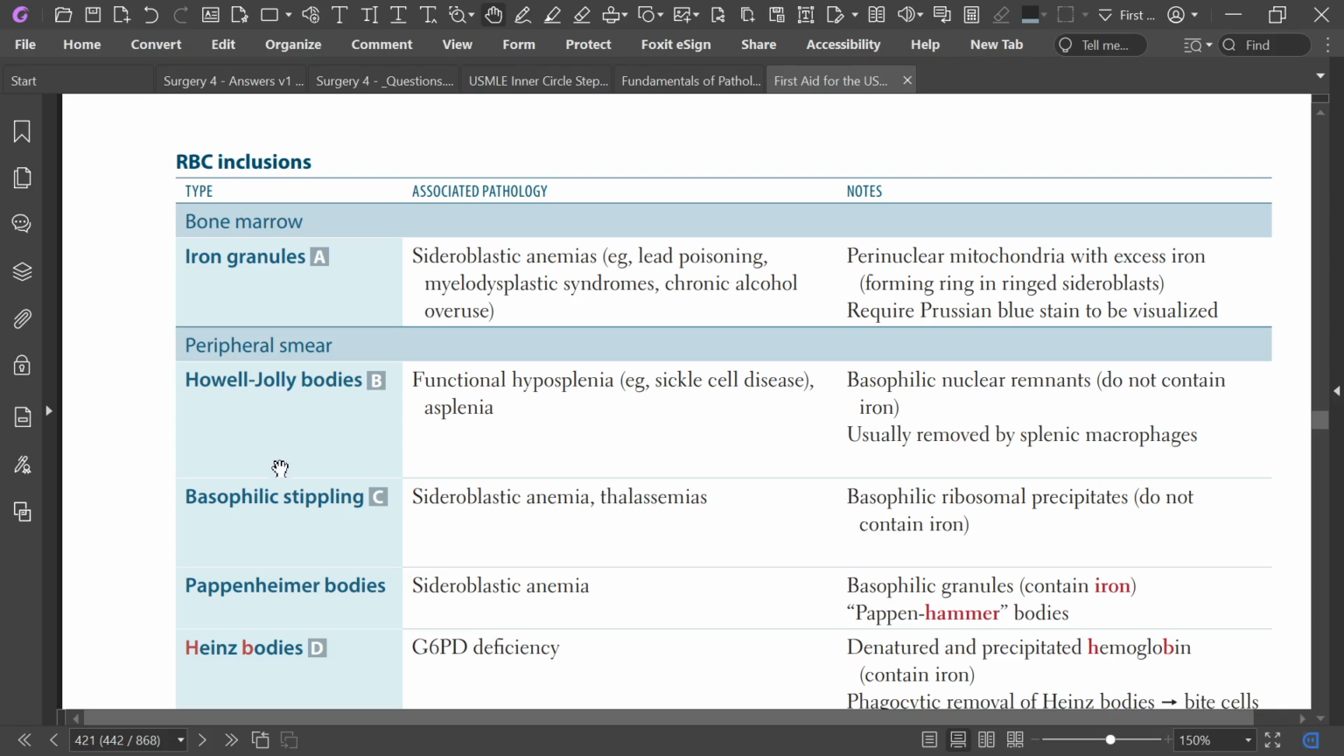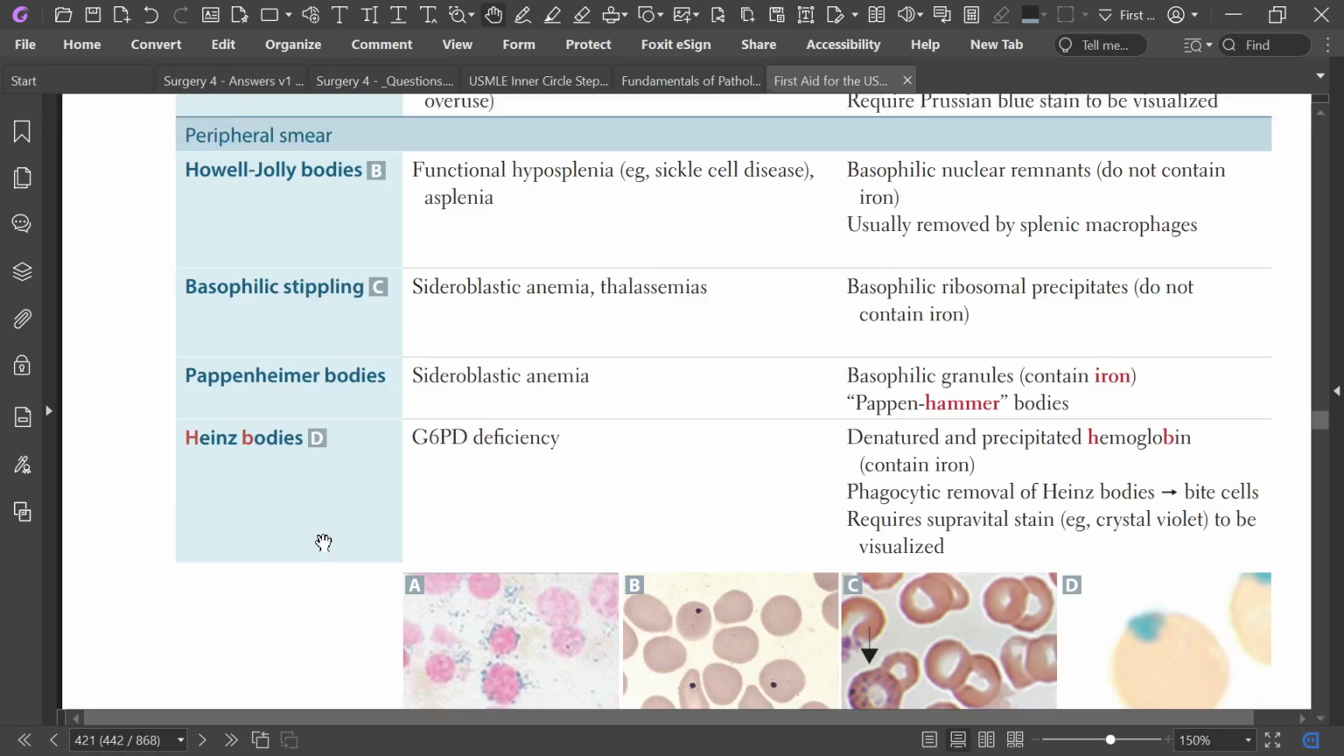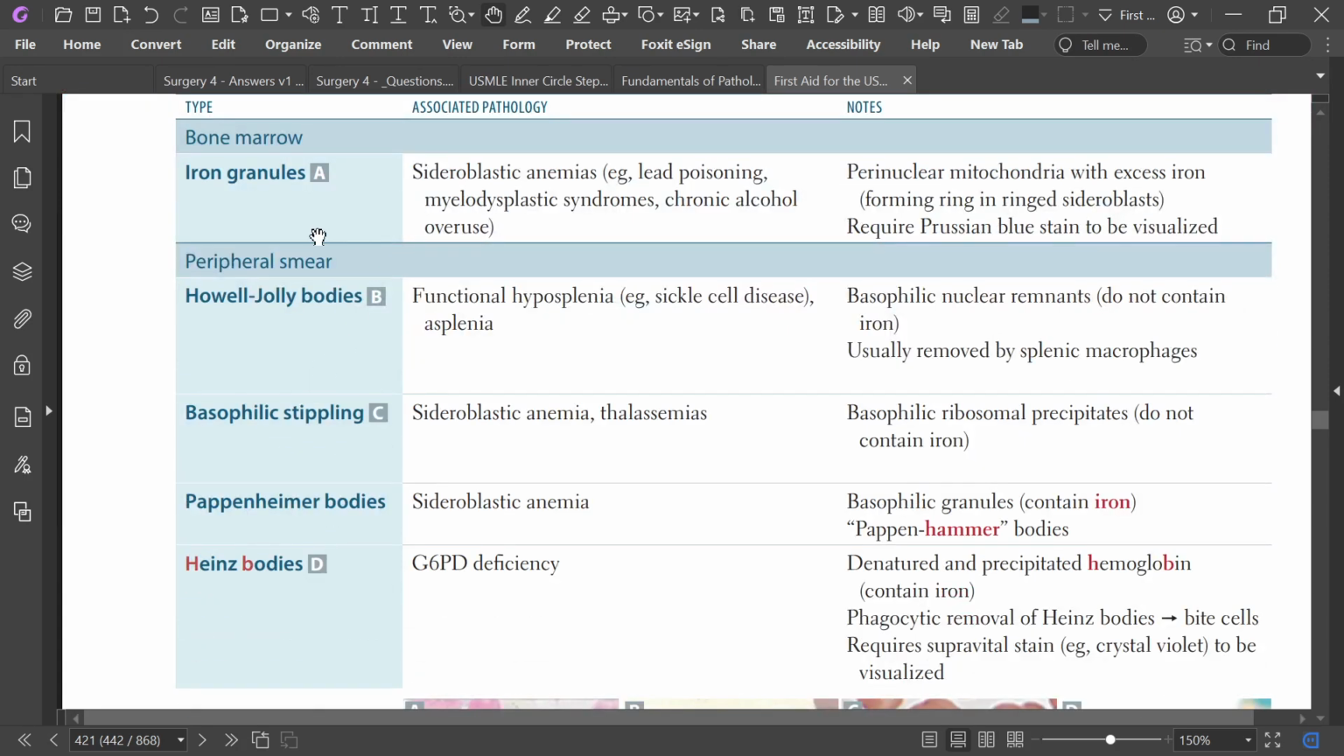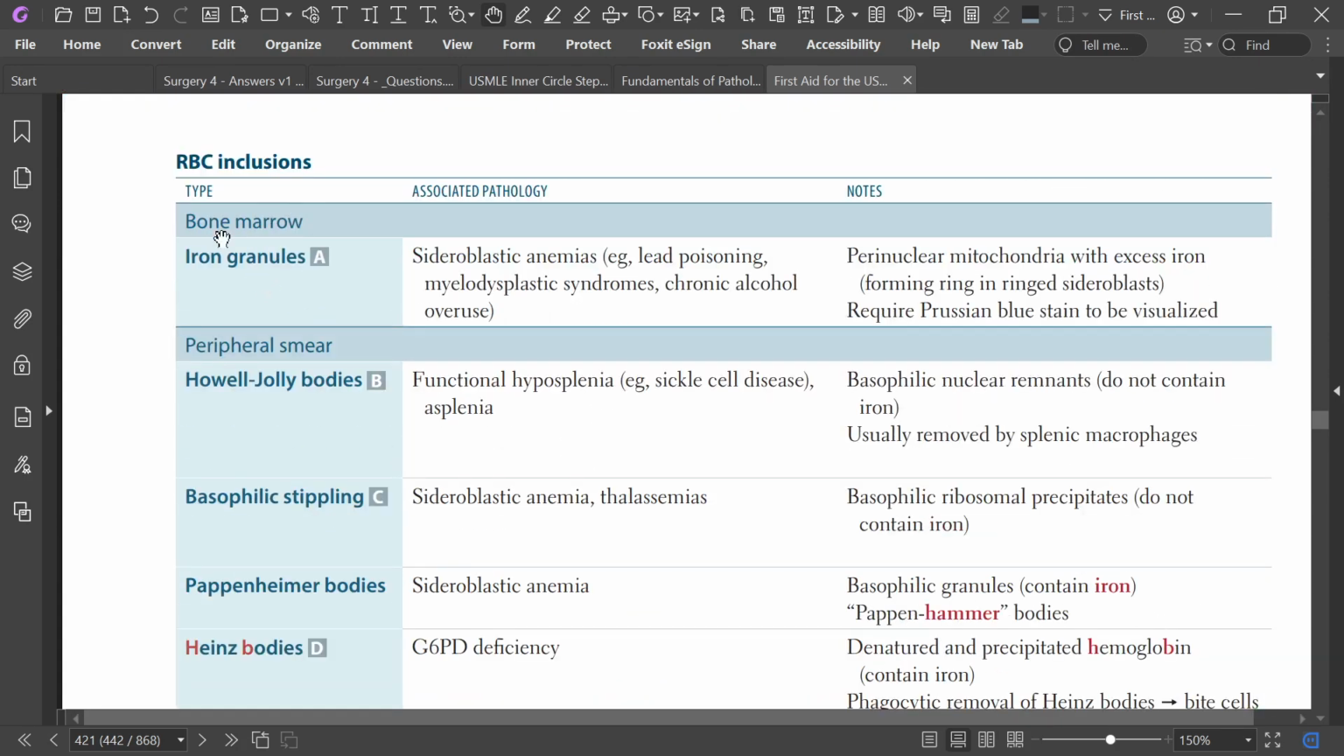Now RBC inclusions in the bone marrow and in the peripheral blood smear. First, iron granules, present in sideroblastic anemia. Another name for the iron granules: sidero, iron, sideroblastic.